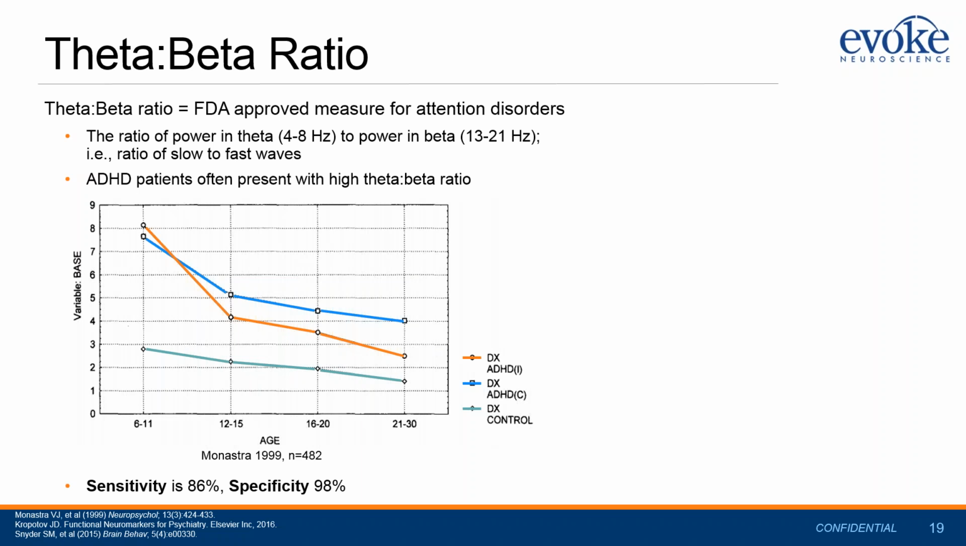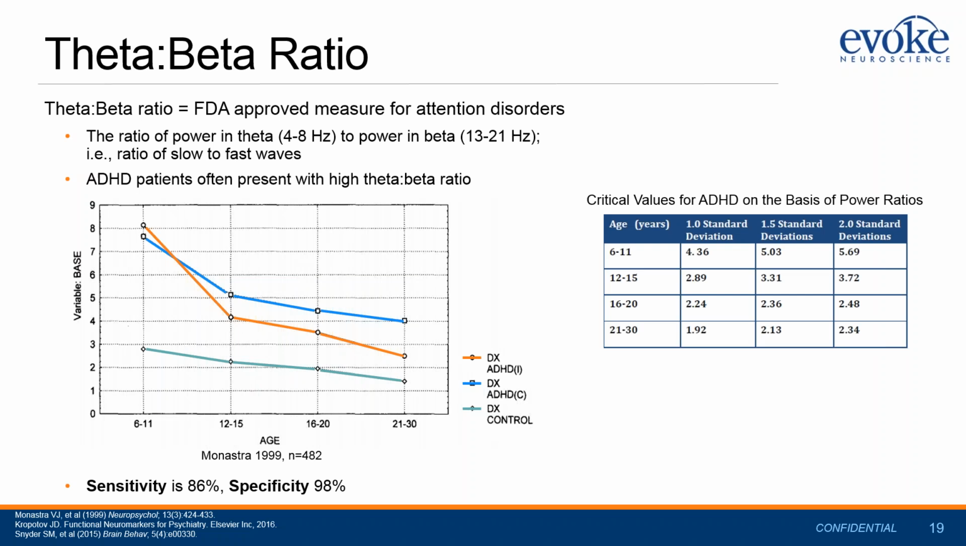And the sensitivity for this calculation is 86%, meaning the amount of ADHD patients that are going to score positive on this, so they're going to be high. And the specificity is 89%, meaning the percentage of non-ADHD patients that will score negative. So very good specificity and pretty good sensitivity.